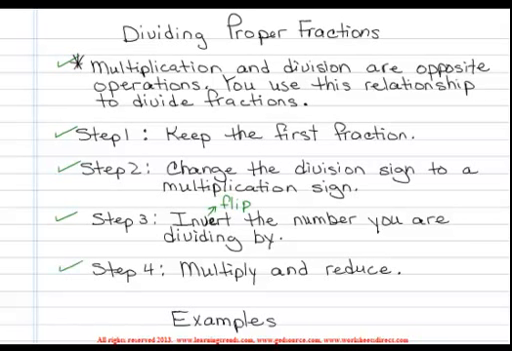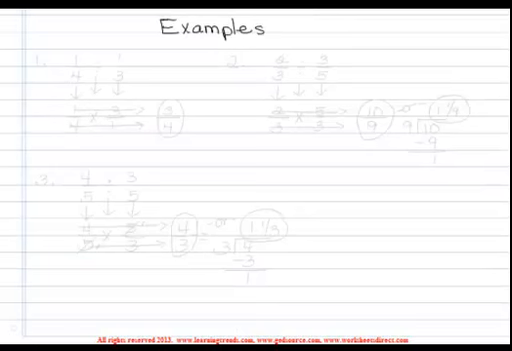And certainly, if you can cancel ahead of time before you multiply, you can do that as well. So let's take a look at our first example, and hopefully these steps will make a little more sense to you. So our first division problem is going to be 1/4 divided by 1/3.